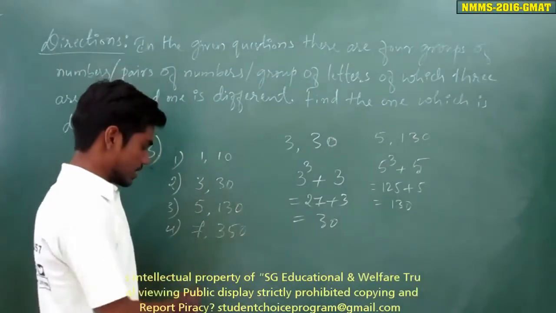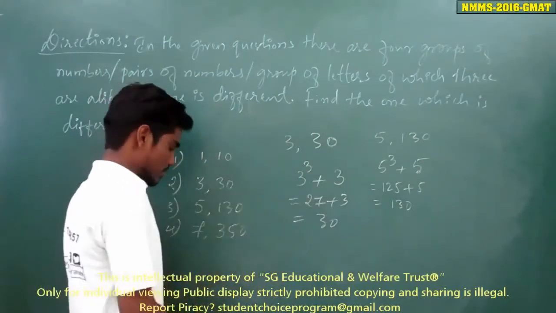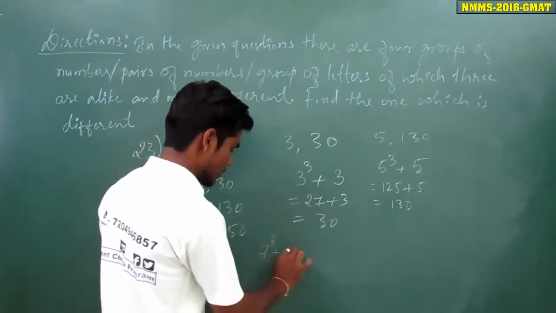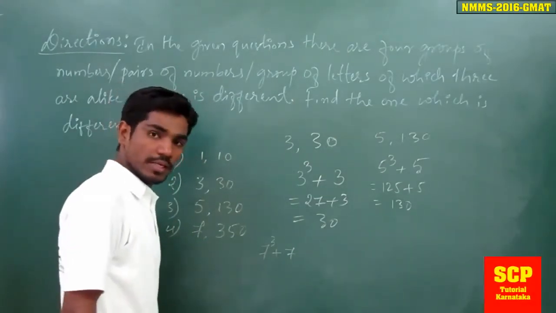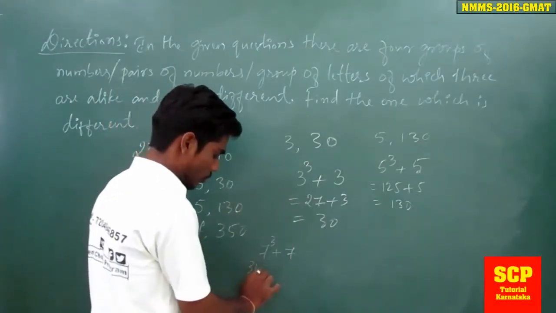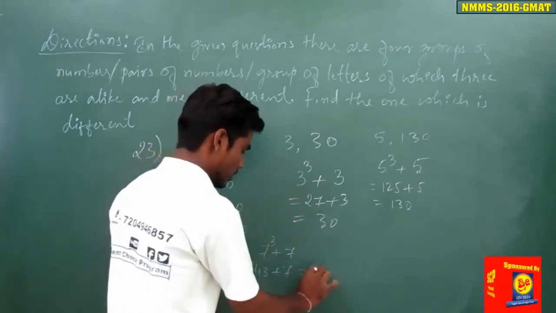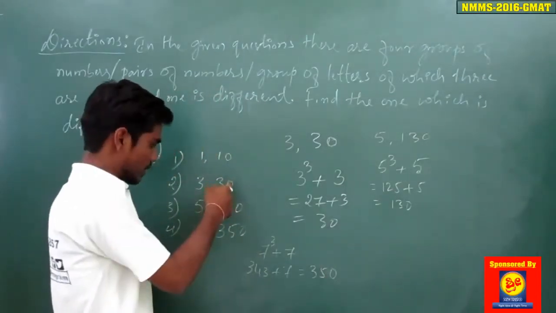Next, consider this 7 and 350. Again I will use the same relation, that is cube of 7 plus same number itself. Now what it gives? Cube of 7 is what? Yes, it is 343. 343 plus 7 is equal to what? 350. Okay.